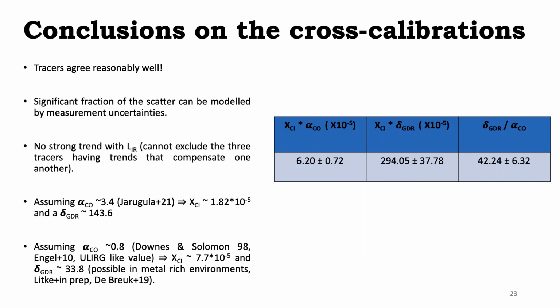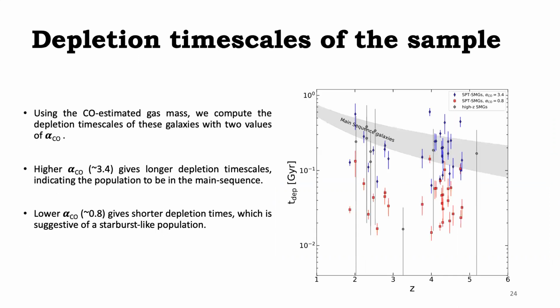Assuming a higher alpha CO, which is more like Milky Way values, what we find is a low C1 abundance and a higher value for gas to dust ratio. On the other hand, if we assume a ULIRG-like alpha CO value, we find very high C1 abundance and very low gas to dust ratios, which could be possible for extremely metal-rich environments. So we don't really have a way to disentangle which population our sample is representative of.